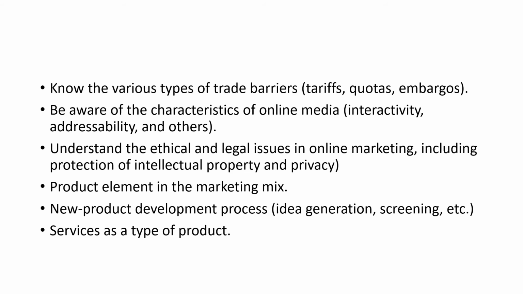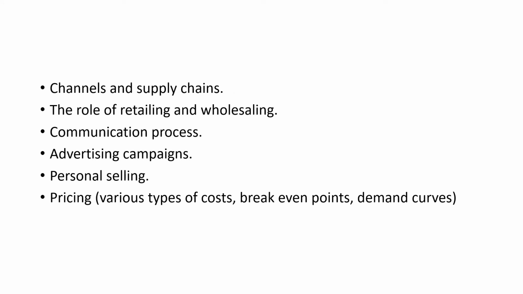We looked at services as a type of product. Understand the unique characteristics of services such as perishability, intangibility, and others. When we studied channels and supply chains, we talked about vertical marketing systems. We talked about the intensity of market coverage, such as selective distribution. We also talked about retailing and wholesaling, different types of retailers and wholesalers, advantages and disadvantages of franchising.